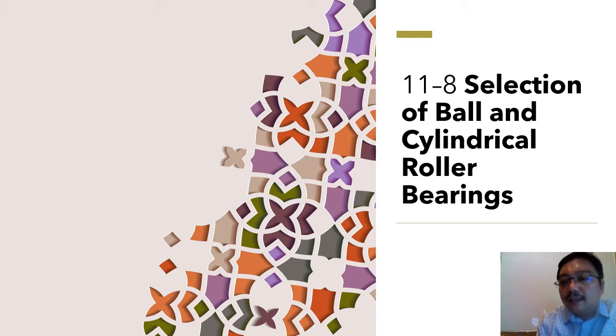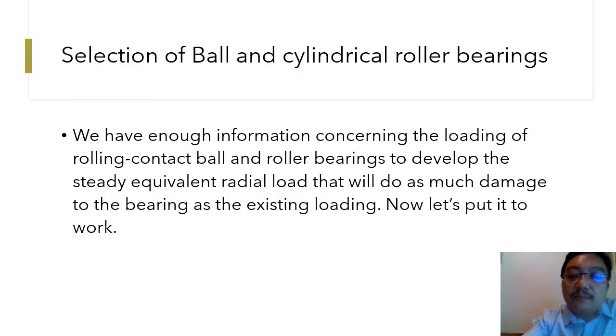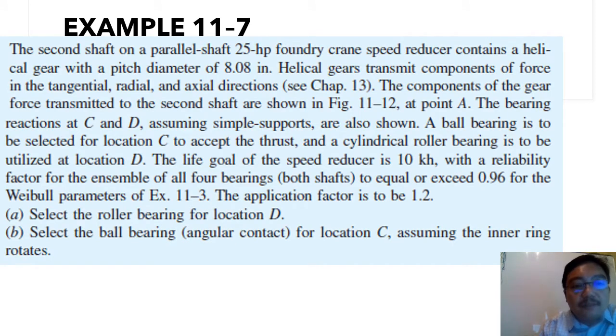In the previous video, we learned how to calculate equivalent load, radial load, and thrust load for ball bearings and also for cylindrical roller bearings. This video will start with example 11.7. If you have the textbook with you, you will see that this subchapter starts with an example.